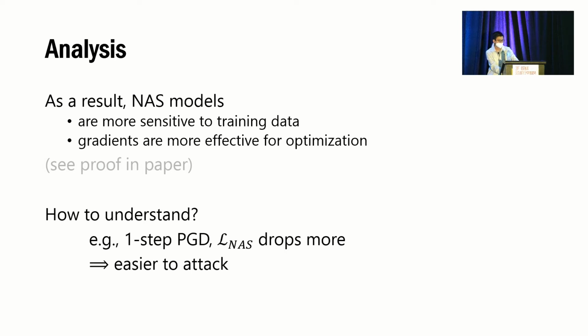So how to understand this? For example, after one step of PGD attack, the loss of AutoML models will drop more than human-designed models, and that will make it easier to attack. So in some sense, it is easier to train, but also easier to attack.